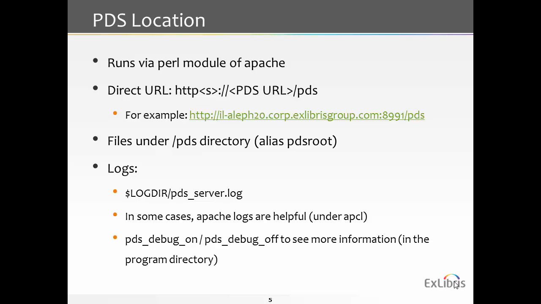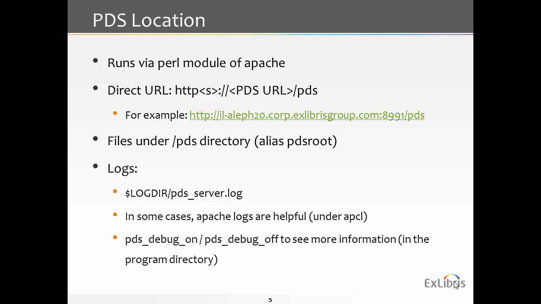PDS runs as a Perl module of Apache, which means that if Apache is running, then PDS can also run. The URL of PDS is the URL of Apache/PDS. All the PDS files are usually under the /PDS directory, and there is an alias to access this directory, which is PDS root. You can also see here the different log files.